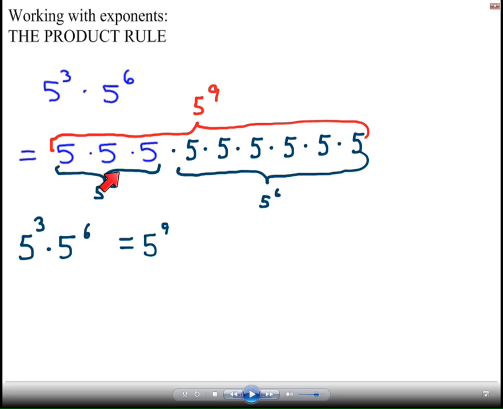If I look at this whole string of multiplication, instead of 5 cubed times 5 to the 6th, I could look at it as 5 times 5 times 5 times 5 times 5 times 5 times 5 times 5 times 5, which would be much easier if I could use exponents to express that: 5 to the 9th power. In other words, 5 to the third power multiplied by 5 to the sixth power is the same as 5 to the 9th power, because there are 3 factors of 5 and an additional 6 factors of 5 for a grand total of 9 factors of 5.